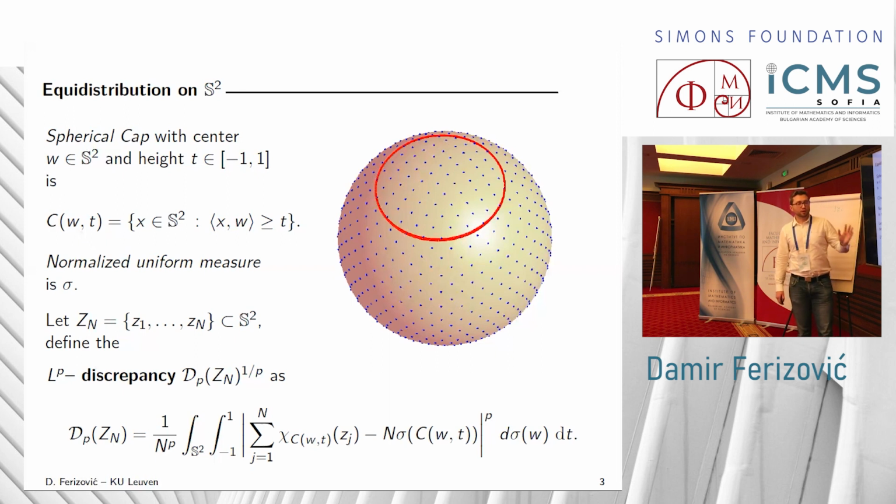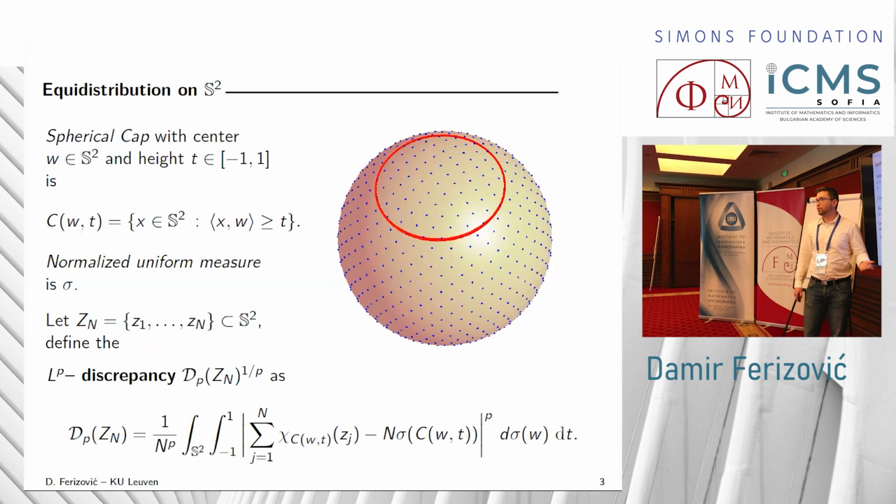So intuitively speaking, if the ratio of points that fall into the cap and lie outside the cap is always comparable to its area, then this expression will be small, and in the end you will have a smaller value on the right-hand side, indicating that the points will be nicely distributed on the sphere. So this is for integrals.